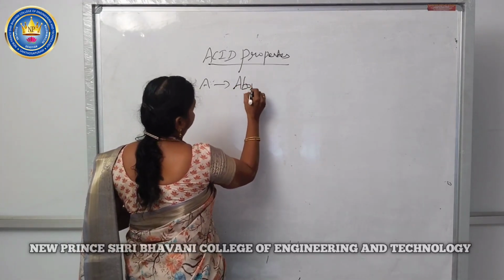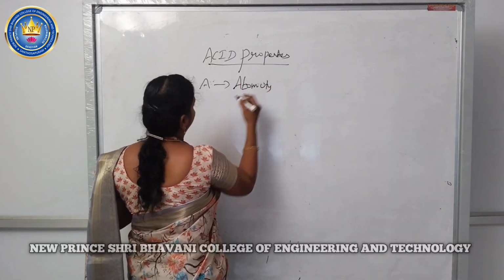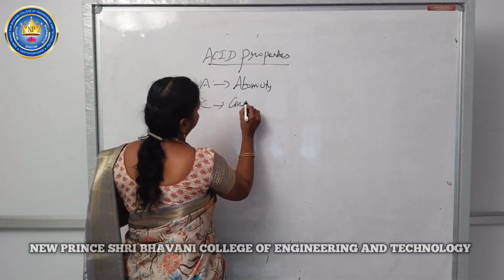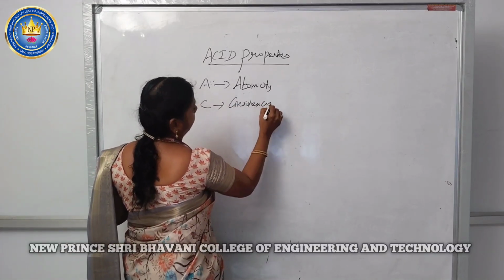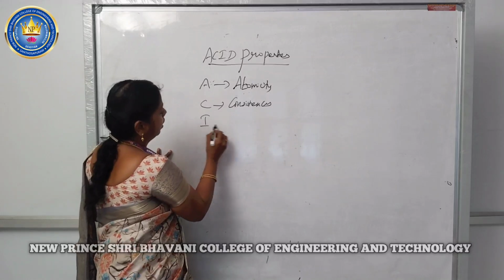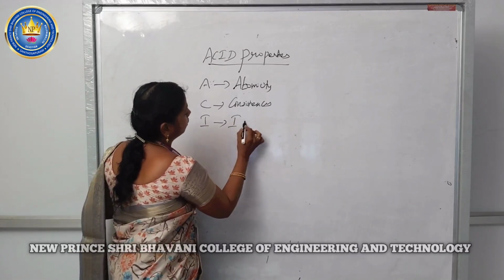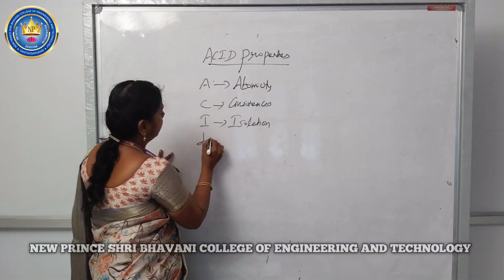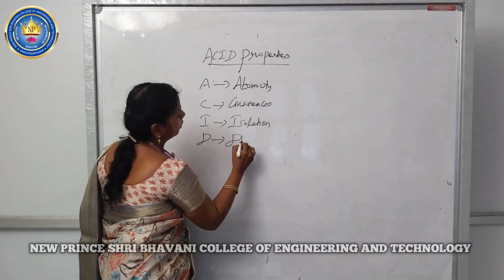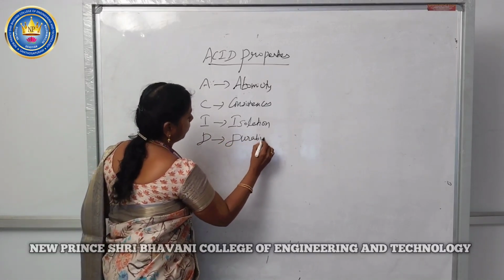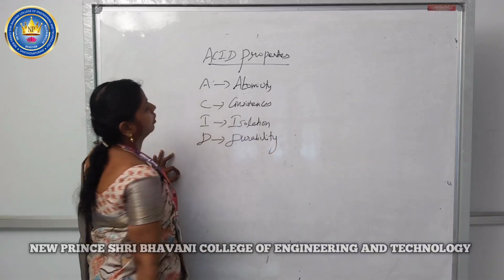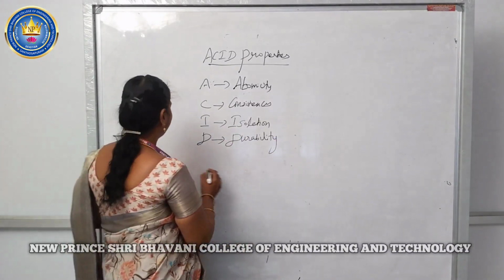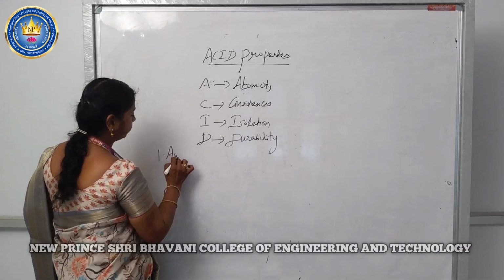atomicity, C stands for consistency, I means isolation, D stands for durability. Atomicity, consistency, isolation and durability. First of all, atomicity.